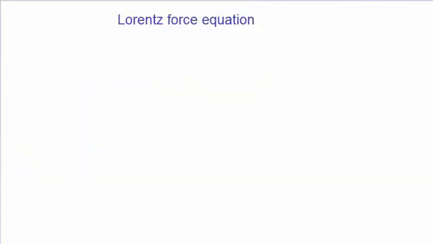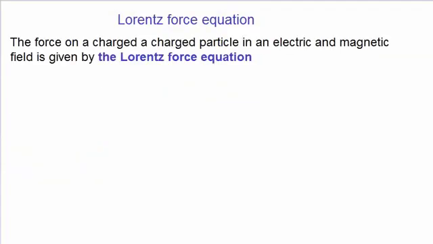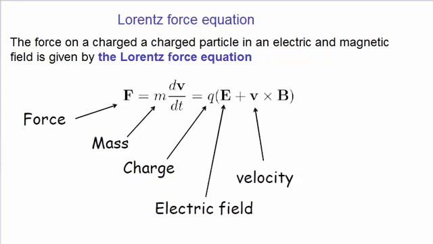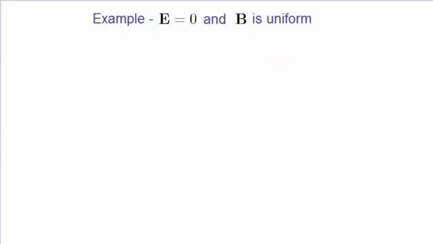The force on an individual charged particle is given by the Lorentz equation and is this expression, where the symbols have the usual meaning: force, mass, the charge on the particle, the electric field vector, the velocity vector, and the applied magnetic field vector. So now let's apply the Lorentz equation to a particular situation, where the electric field is zero and the magnetic field is uniform in space.